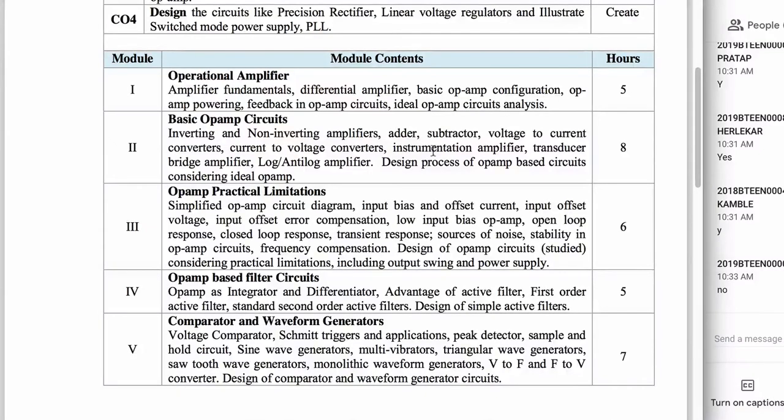So we'll start with the next circuit, that is adder and subtractor. As far as lab is concerned, inverting and non-inverting amplifiers, you should be able to do that. In case you have any problem in doing the practical, you should convey that. So today we'll start with adder and subtractor. If time allows, we'll go to voltage to current converter.